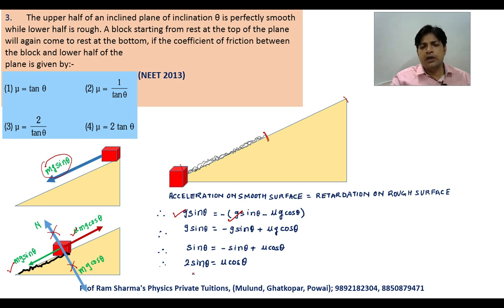So if you solve, you reach a stage where you get 2 sine theta equal to mu cos theta, and finally that turns out to be mu equal to 2 tan theta. So this is the final answer. Now let's move on to the fourth sum.